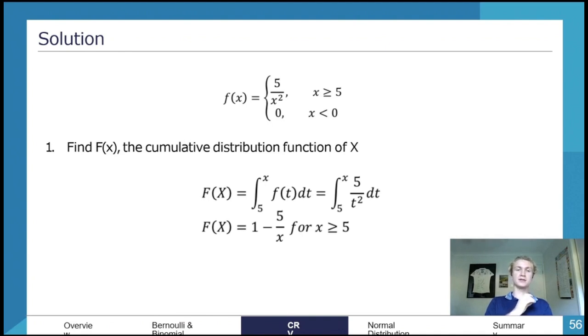So f of x equals capital F of x, cumulative density function, equals the integral between 5 and x of f of t dt. We integrate that, and what we wind up getting is, and then when we sub in the x, which is just a constant in this case, we get that the cumulative density function equals 1 take 5 over x for x being greater or equal to 5.